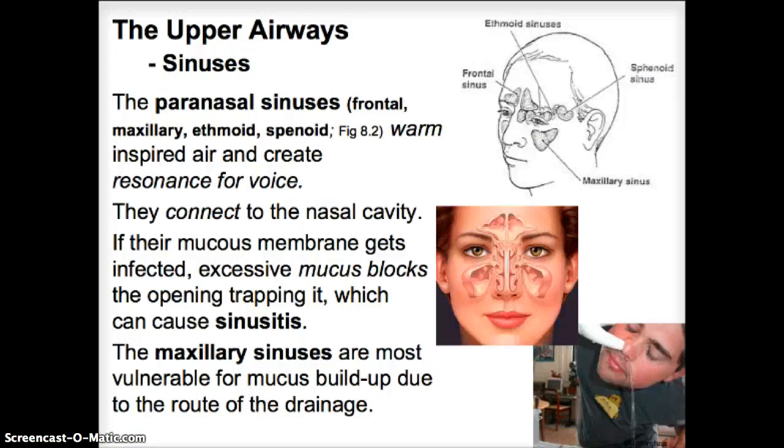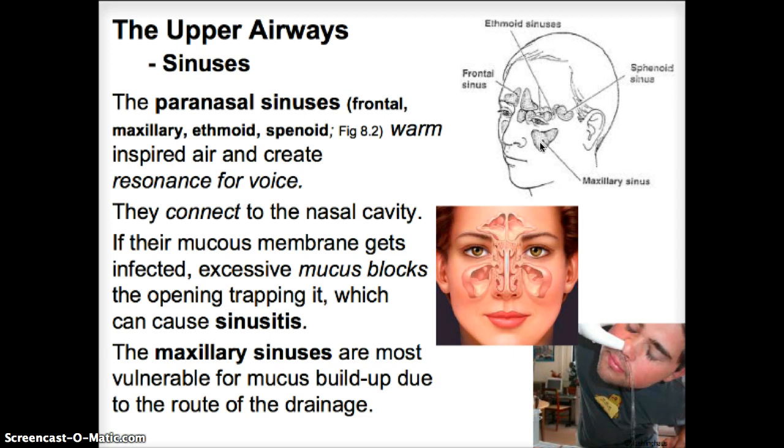The sinuses, paranasal sinuses, are around the nose, and we have a few of them. We have the frontal here in the frontal bone. We have the ethmoid in the ethmoid bone right here, just behind the nose. And we also have sphenoid sinuses lying within the sphenoid bone, as well as maxillary sinuses lying within the maxilla.